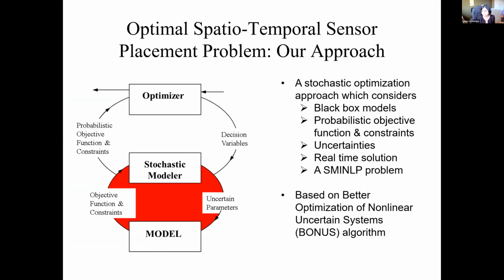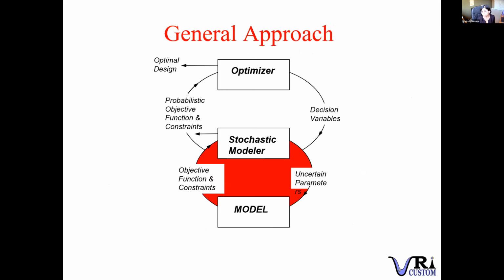One advantage of the better BONUS algorithm is that it can be applicable to black box models like Aspen, EPNet, which I'm going to talk about, all these big simulators, as well as AirMod, which is an air pollution monitoring simulator. So that's why we use this. How BONUS is different: this is a general approach to stochastic optimization problems.